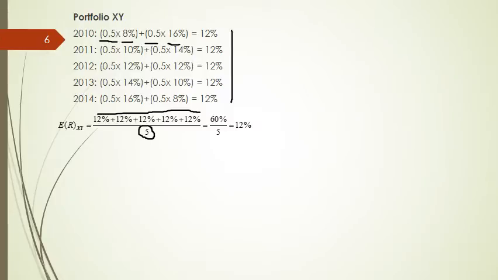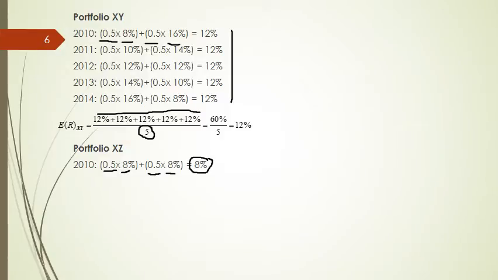Then let's move on to the next portfolio and calculate the expected returns in each year, and hence the overall expected return. So we have portfolio XZ, and again in 2010 half of the portfolio comprises asset X, and that is 8%. That's the return in 2010 on asset X, and on asset Z we also have a return of 8%, and it comprises half of the portfolio. So the expected return on the portfolio in 2010 with those weightings and returns is 8%.